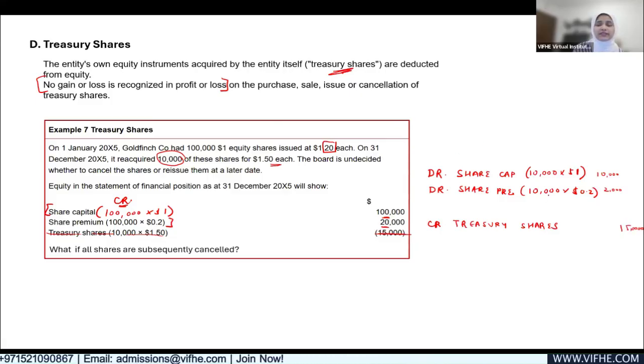Now look at my debit and credit legs. They don't match. I have a debit of 12,000 and I have a credit of 15,000. Can you all tell me, this remaining 3,000 debit, which account would it hit? Retained earnings. So it's like a loss for me, but it will not get routed via P&L.